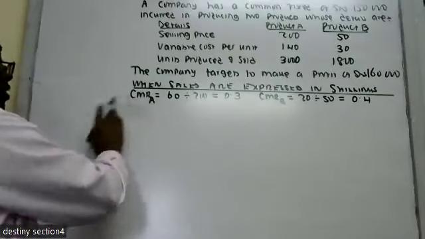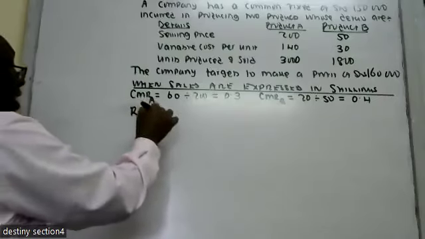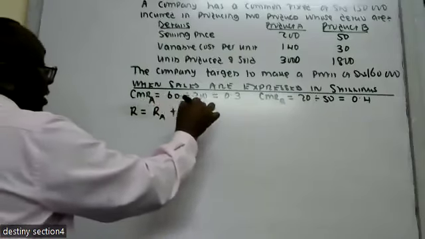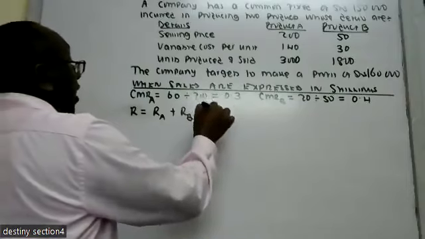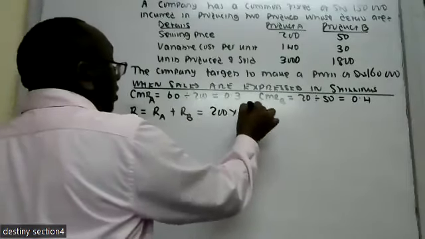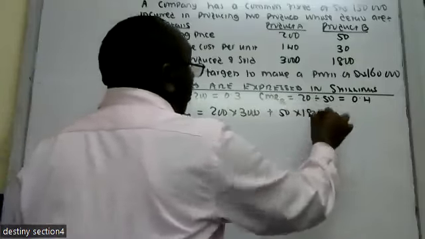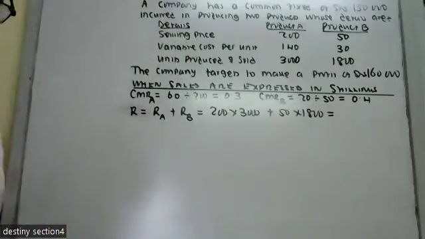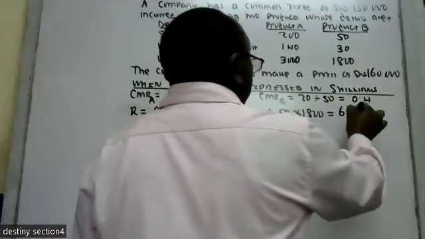Actually, we can just say revenue. The revenue will be the revenue of A plus the revenue of B. So this becomes 200 times 3,000 plus 50 times 1,800. I'm getting 690,000.